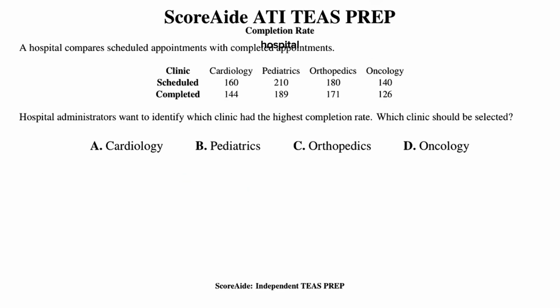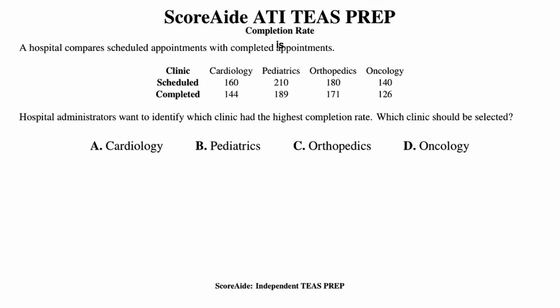A hospital compares scheduled appointments with completed appointments. So we have all of that. We have the clinic, we have scheduled, we have completed. Hospital administrators want to identify which clinic had the highest completion rate. Which clinic should be selected?